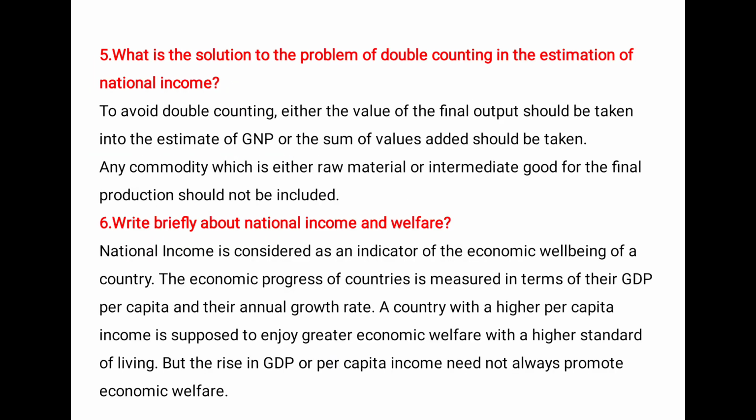The fifth question is, what is the solution to the problem of double counting in the estimate of national income? What do you mean by double counting? The income is being entered twice into the accounts. So, to avoid double counting, what has to be done?